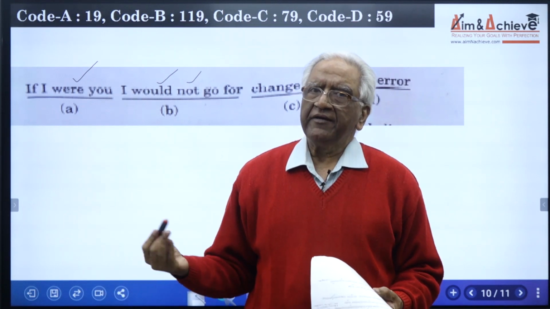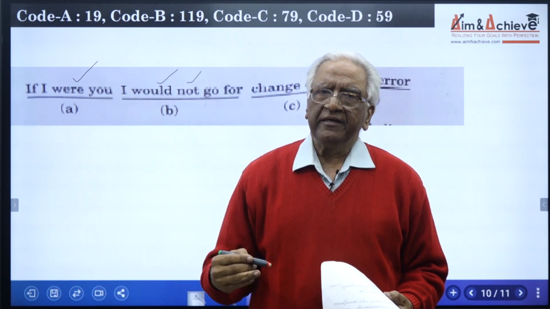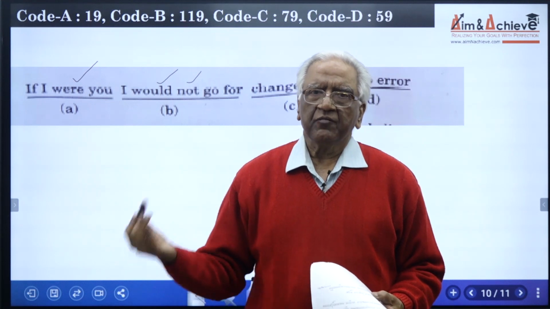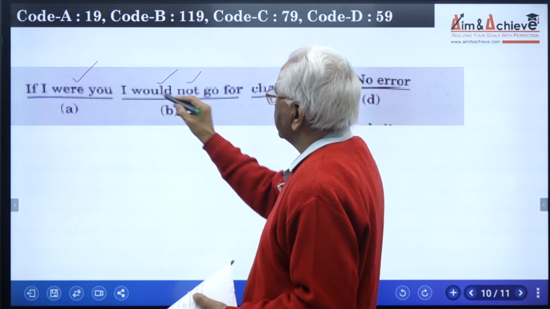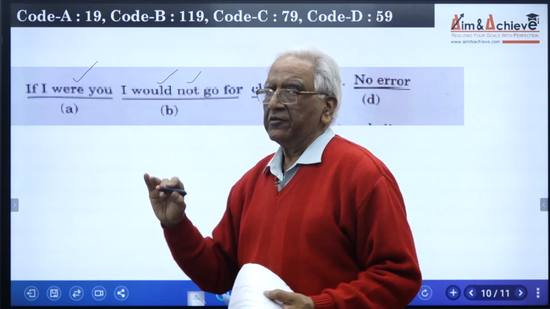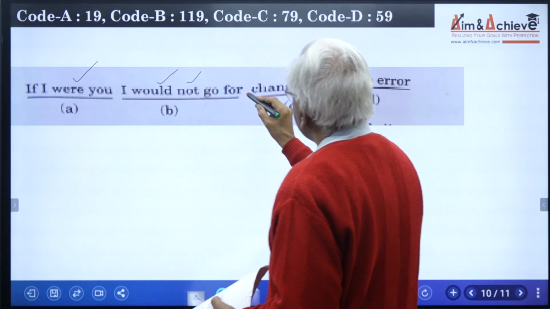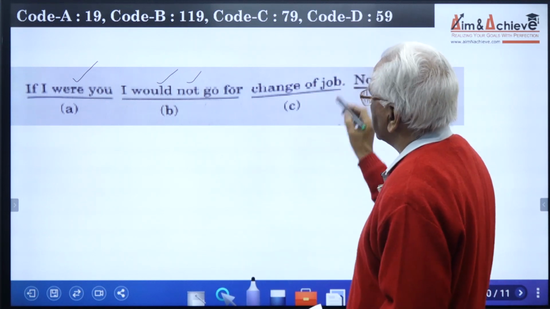There is no would have. Would have is talking about past. But when we are making a modal plus without have, modal plus followed by V1 form of the verb, that means we are talking of the present extending into the future. So would not go for change of job.